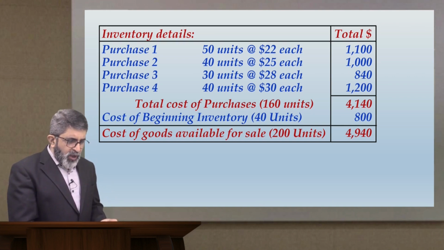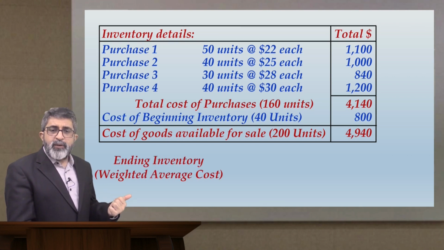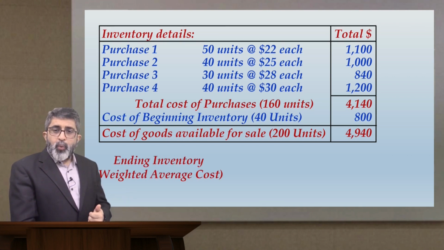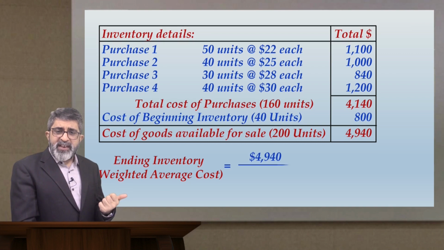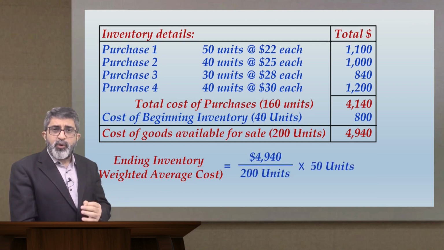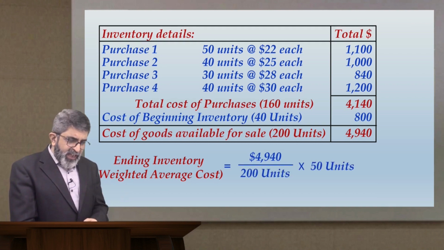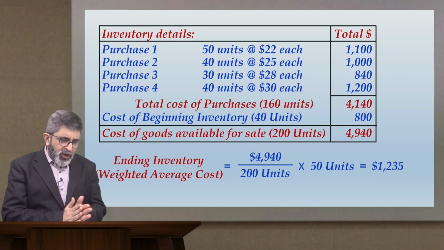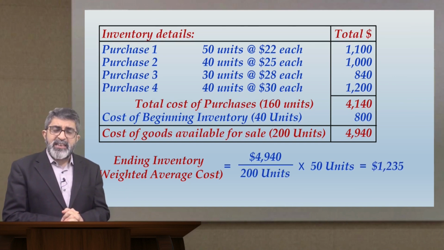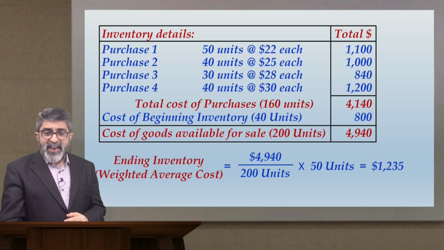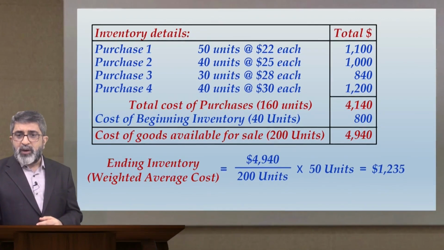So let me show you how to do this. The ending inventory at weighted average cost will be $4,940 divided by 200 units into 50 units, and that comes to proportionately $1,235. So please write up this working and then I take you ahead.